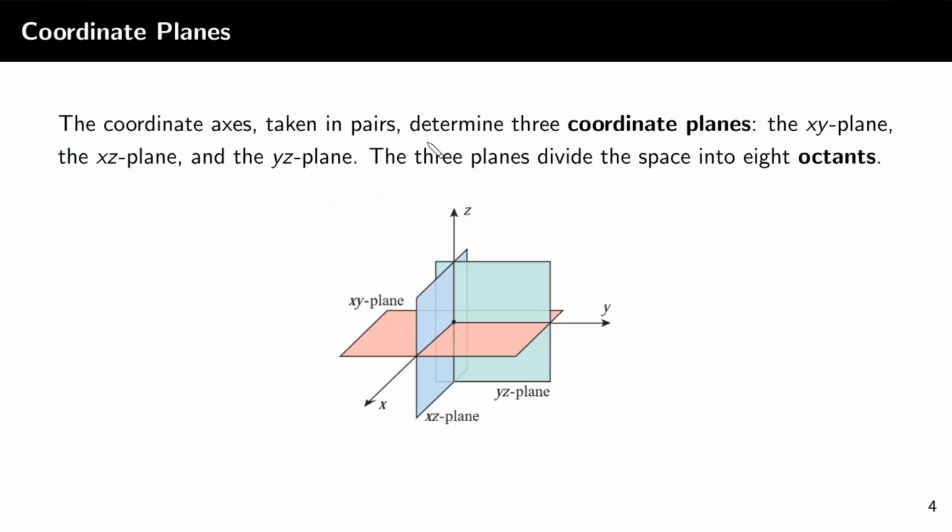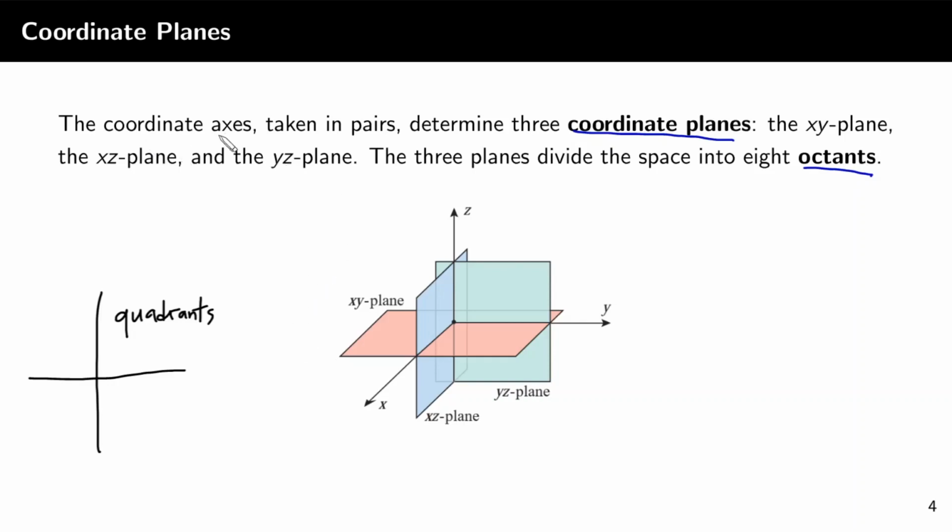Now, let's introduce the concept of coordinate planes and octants. So, in 2 dimensions, kung meron tayong x and y axis lang, we have 4 quadrants. So, in 3 dimensions, we no longer have the usual quadrants. What we have instead are the octants. So how do we determine those octants?